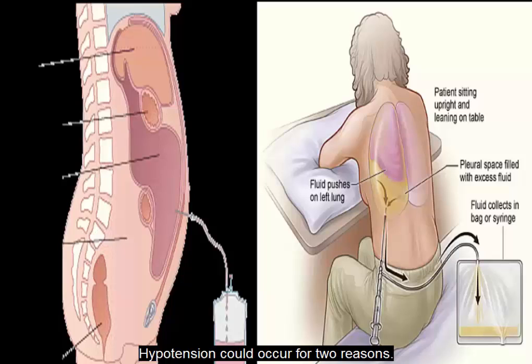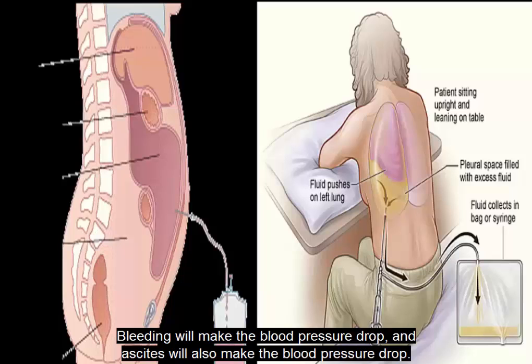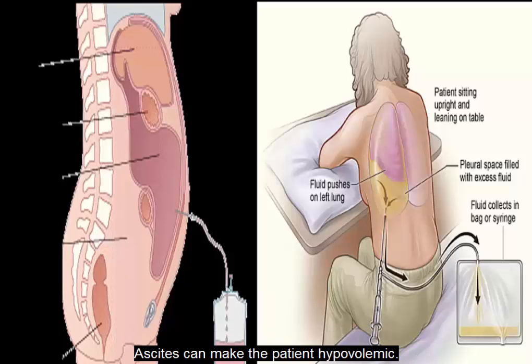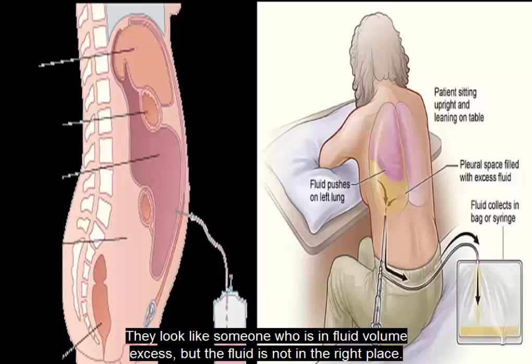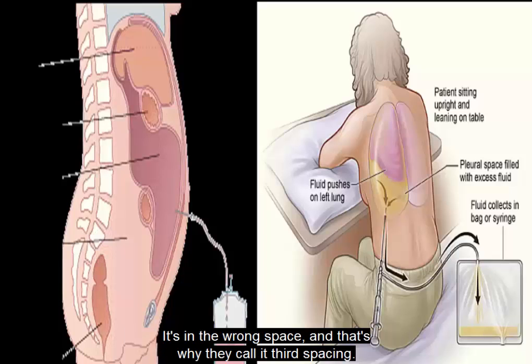Hypotension could occur for 2 reasons. Bleeding will make the blood pressure drop, and ascites will also make the blood pressure drop. Ascites can make the patient hypovolemic. So it does make sense to check the blood pressure to make sure that they are not shocky already. They look like someone who is in fluid volume excess, but the fluid is not in the right place. It's in the wrong space, and that's why they call it third spacing.